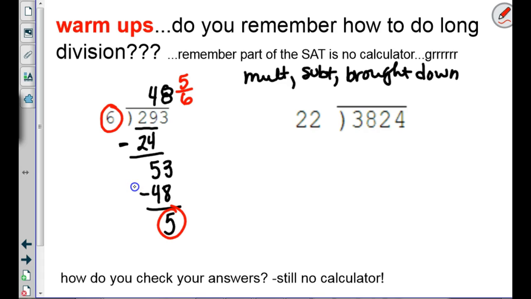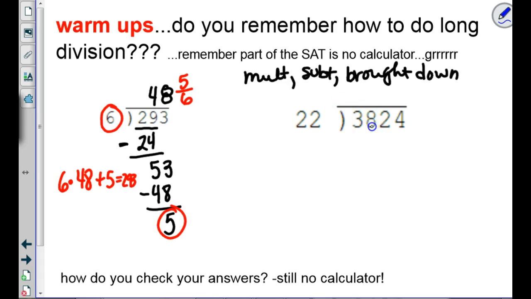Okay, does anybody remember how to check this problem? You would do 6 times 48, but then you would do what with the remainder? Add 5 onto that, and it should come out 293. Okay? Lot of important stuff we just talked about there. All right, so let's try it one more time.